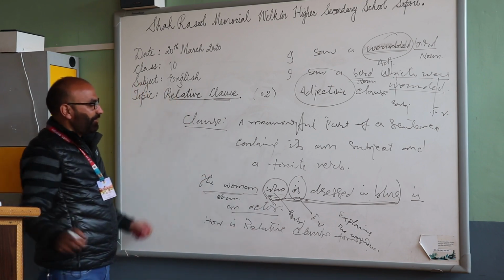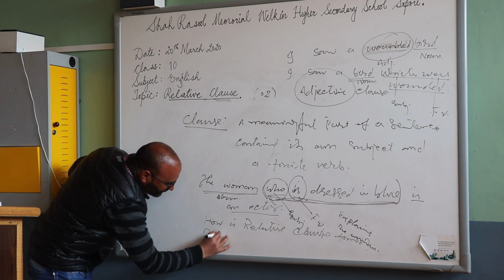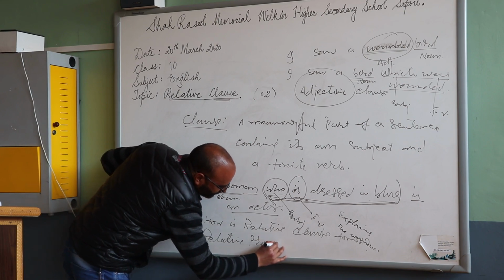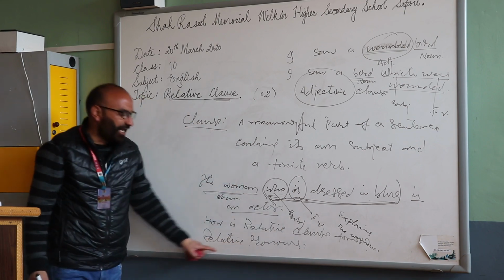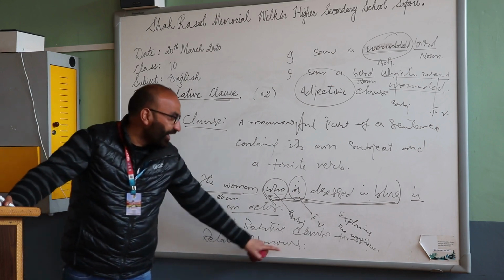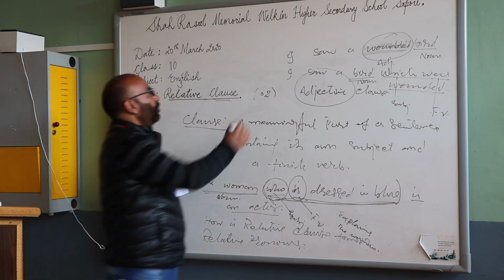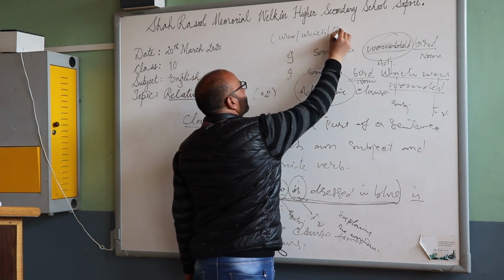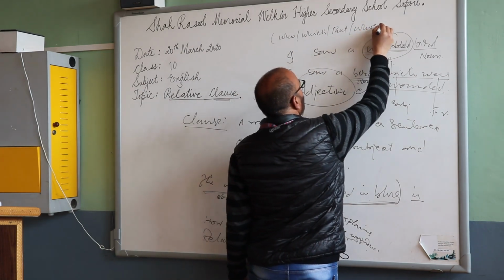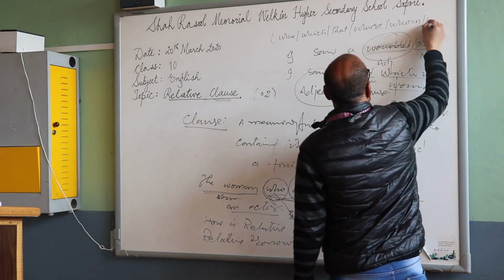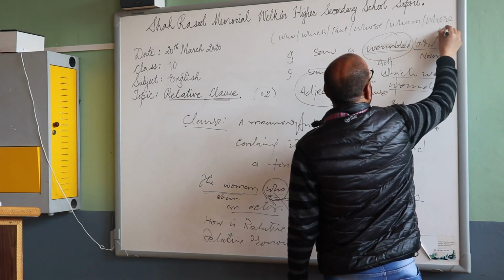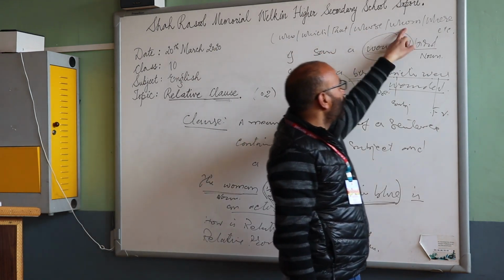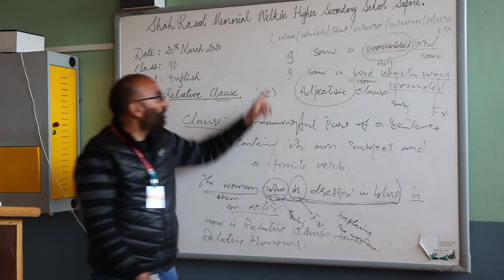This relative clause is formed with the help of relative pronouns. Relative pronouns, also called conjunctions. Relative pronouns are like who, which, that, whose, whom, where. These are called relative pronouns.